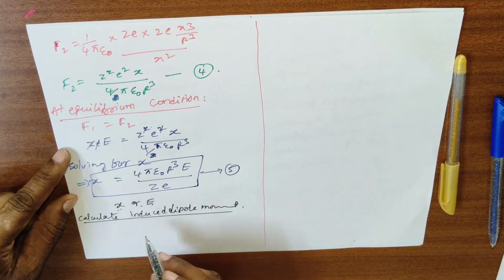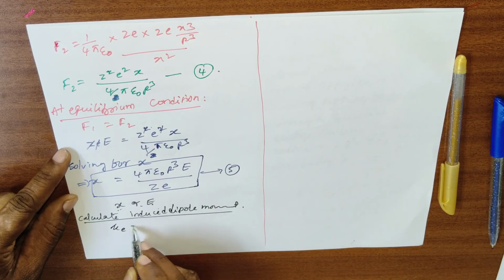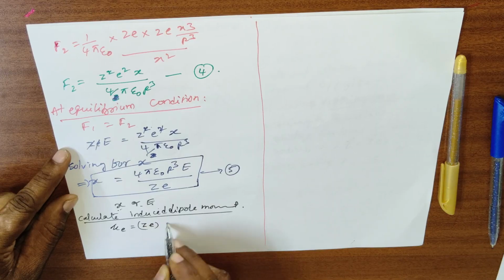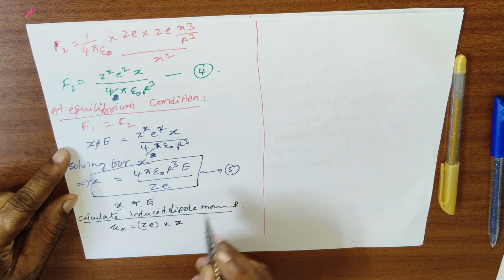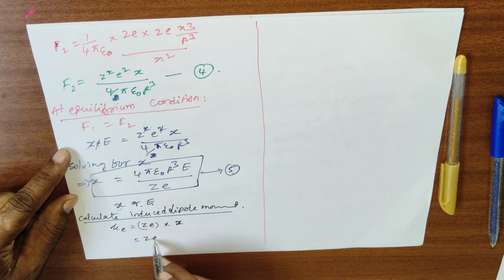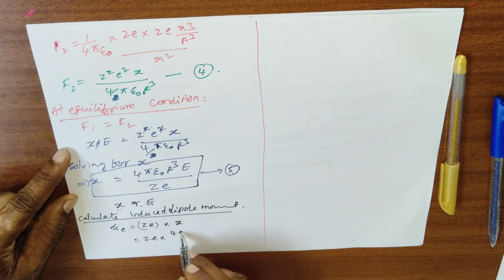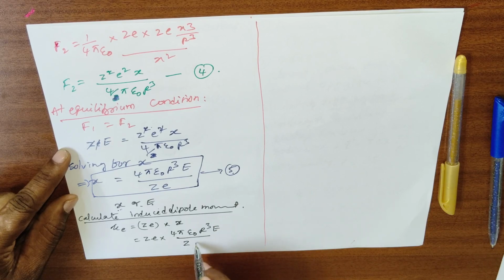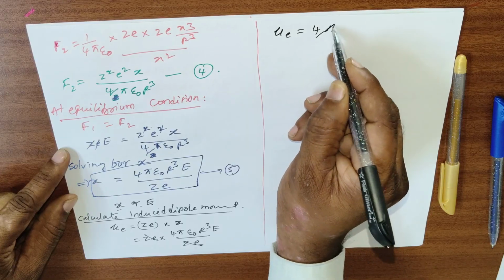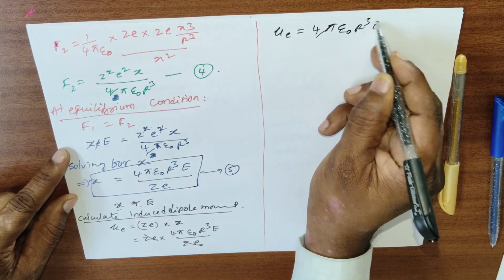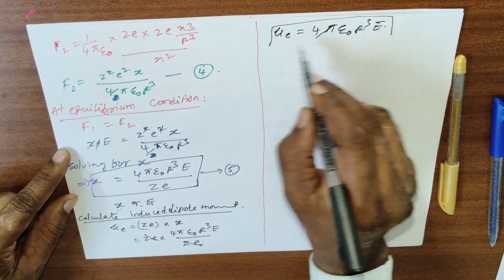Next, calculate the induced dipole moment. We already know mu E equals ZE into x. From equation 5 we know the x value. Substituting, ZE into x value, which is 4 pi epsilon naught R cube E divided by ZE. Here the ZE cancels. Then mu E is equal to 4 pi epsilon naught R cube E. This is equation number 6.